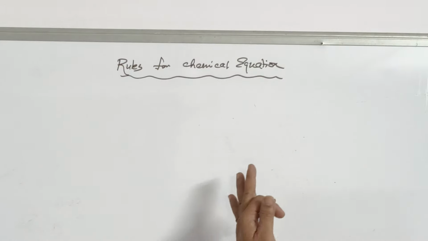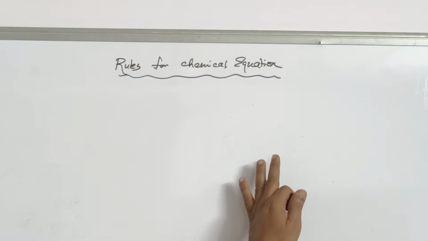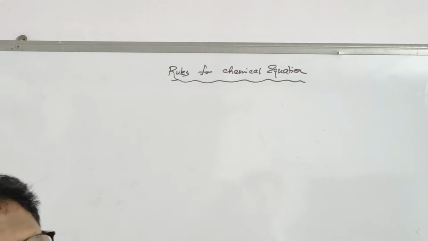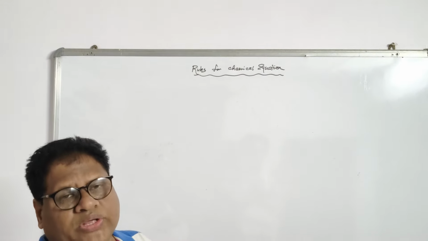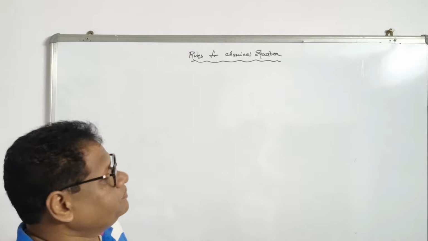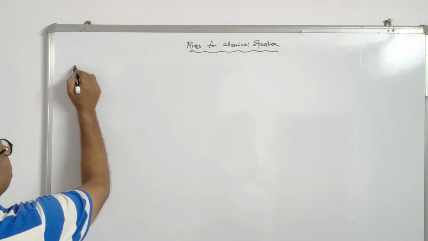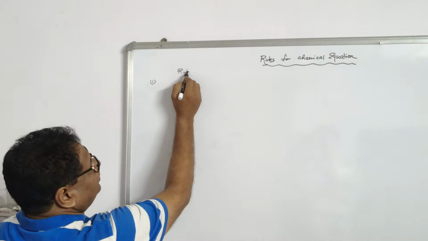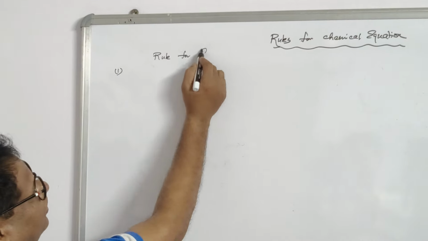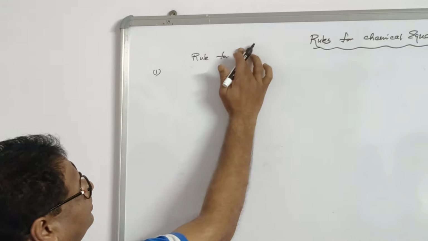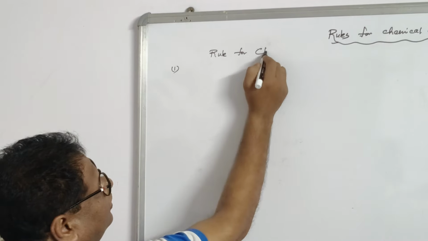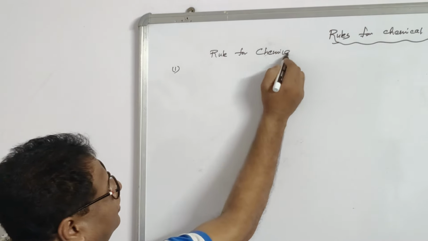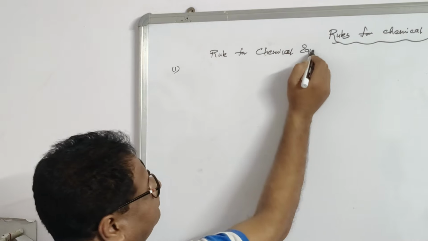This topic mainly covers inorganic portions, inorganic chemistry. That means the compounds, the acid, bases, salts, okay, excluding organic chemistry, okay. Now the first, this is the rule for chemical equation.